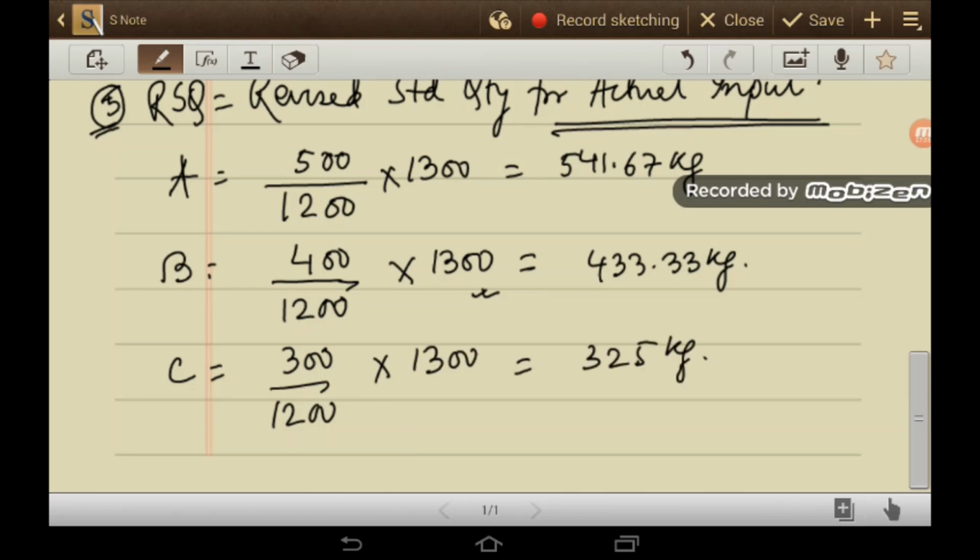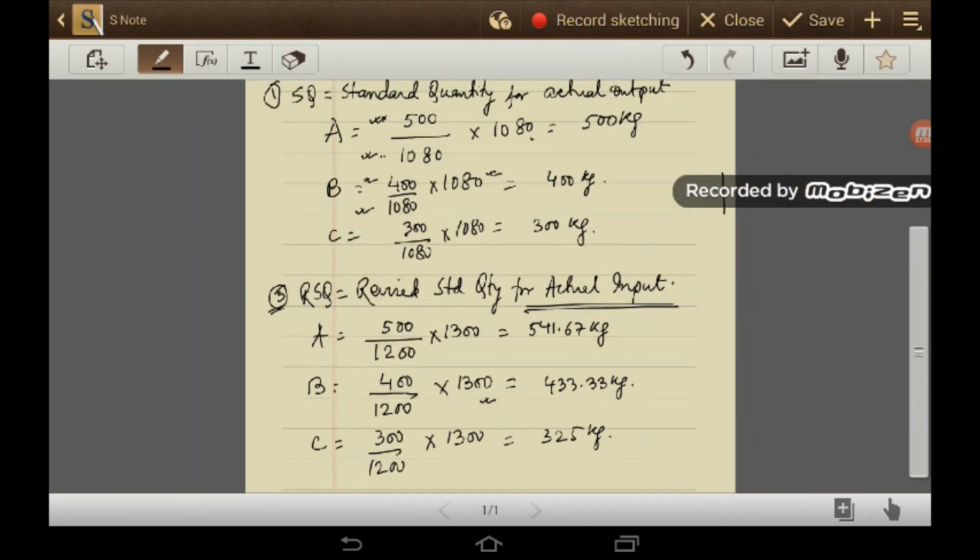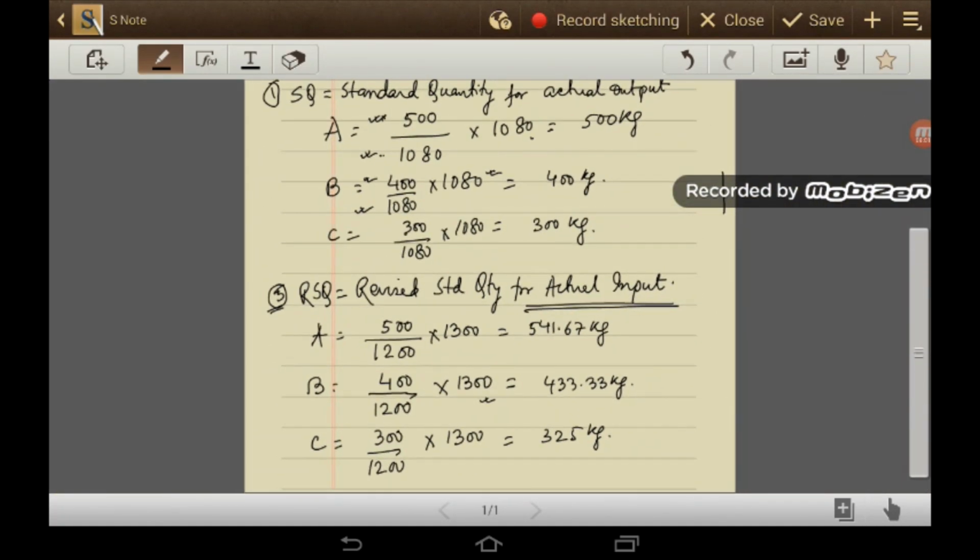And for C it is 300 by 1200 into 1300, 325 kg. So calculation of this revised standard quantity and standard quantity is very essential in this type of problem. If you can calculate the standard quantity of A, B, C and the revised standard quantity for A, B, C, you can easily solve the problem.